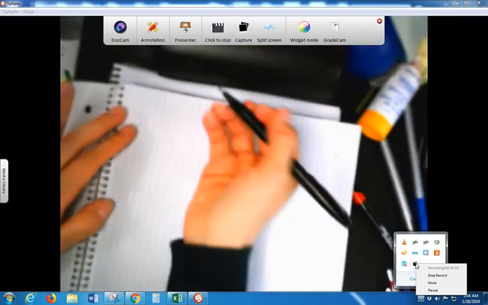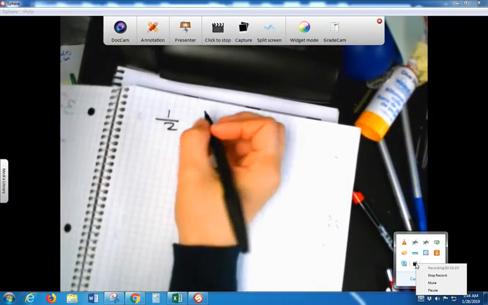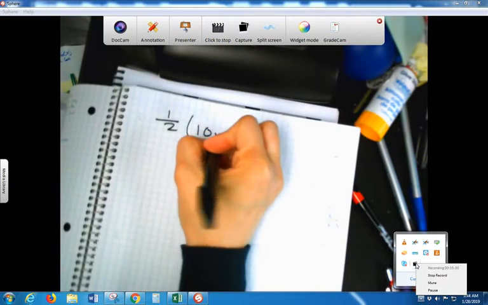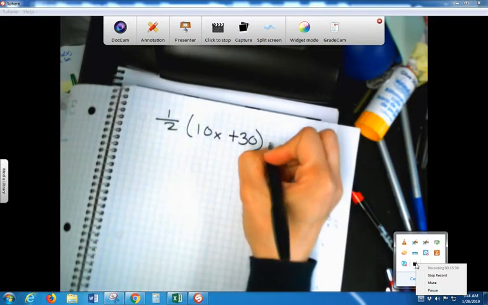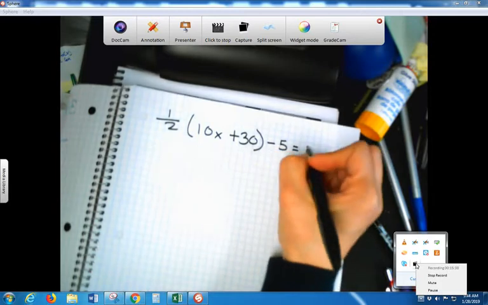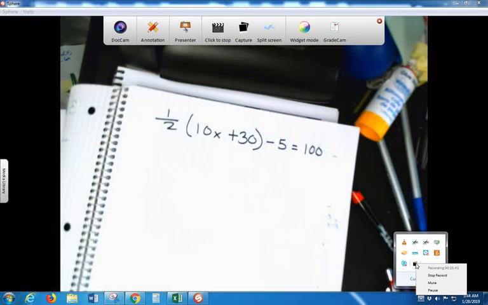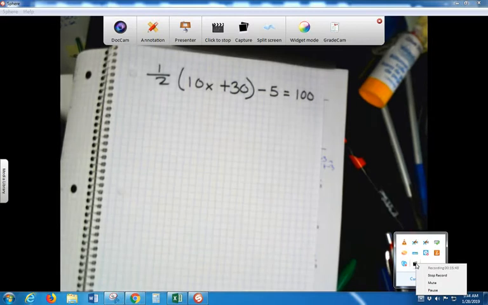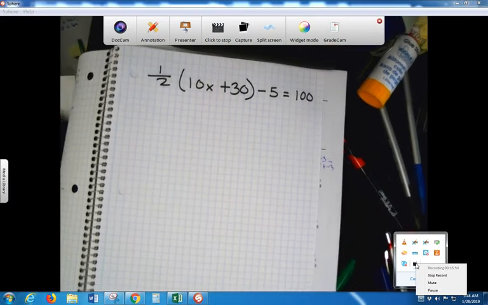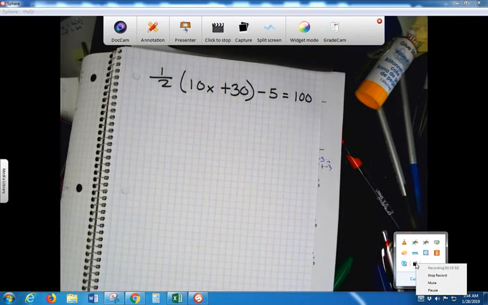Let's see if I can do this. Ooh. Looks hard, right? One half times the quantity. What's the half of 5? 2.5. No, wait. No, you don't do that. We only take half of what's inside the parentheses. Because then this is a minus 5, so it's separate. It's not inside the parentheses.